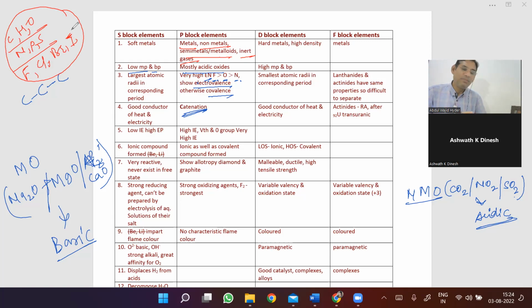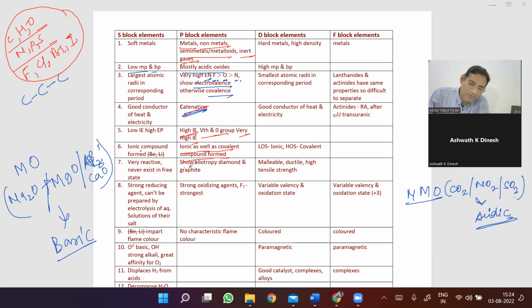So since inorganic compounds are formed by more than 100 elements, and organic compounds are formed by only 10 elements, the variety of inorganic compounds must be larger than the number of organic compounds, but it is not so. Why? The reason is catenation. The reason is the self-linking property of the carbon atom. P block elements have very high ionization energy. Fifth and sixth group, very high ionization energy. P block elements will form ionic as well as covalent compounds, but S block elements will only form ionic compounds, never covalent compounds generally.